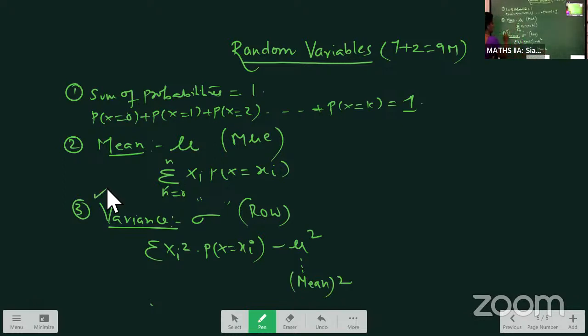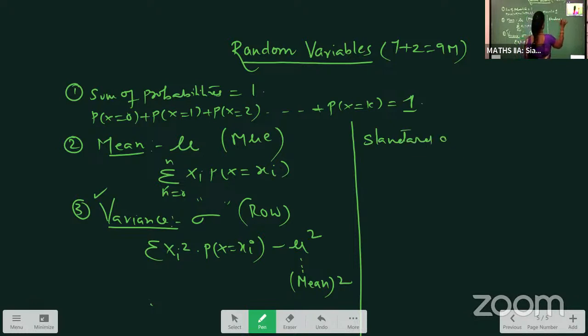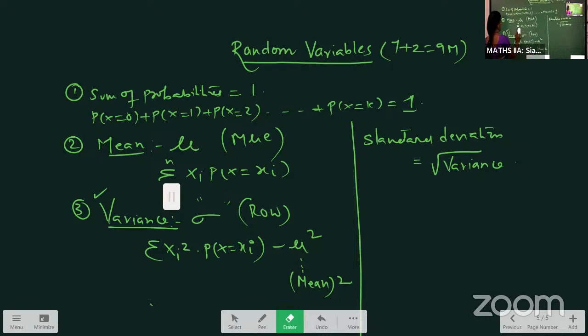This part is mean square, represented as variance. What is standard deviation? Standard deviation will not come in this chapter. Standard deviation will come in the next chapter, the 8th one, the statistics chapter. In that, standard deviation will be there. Standard deviation is the square root of variance. These are the most important points here.